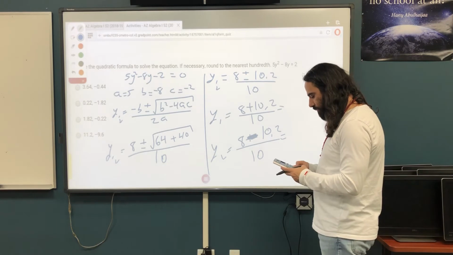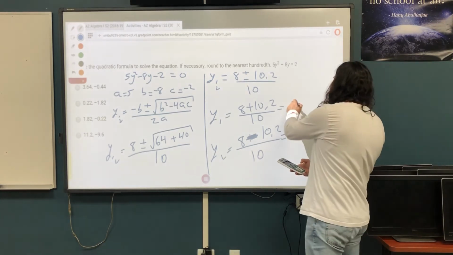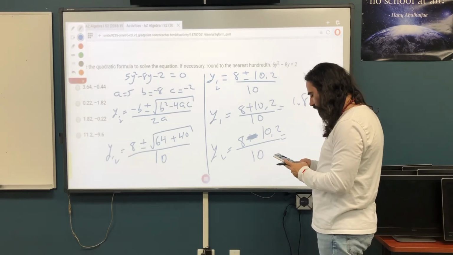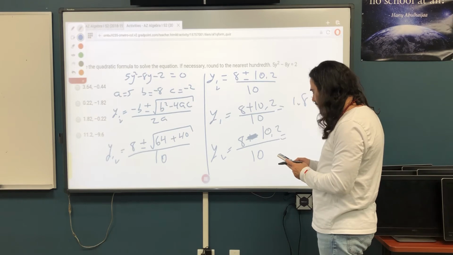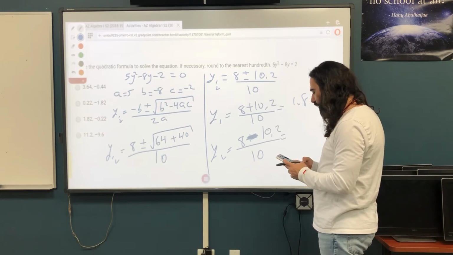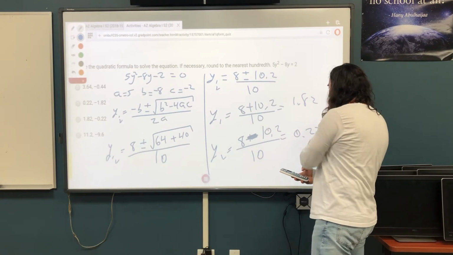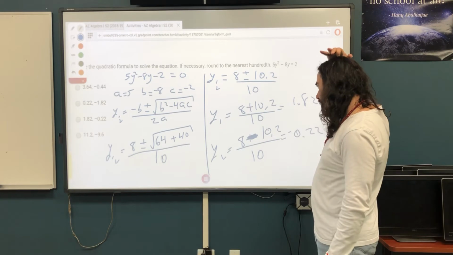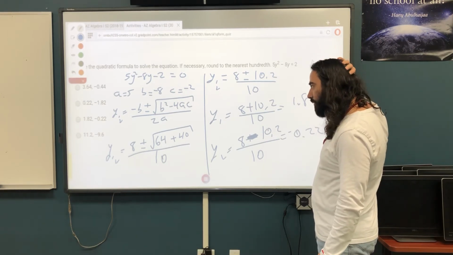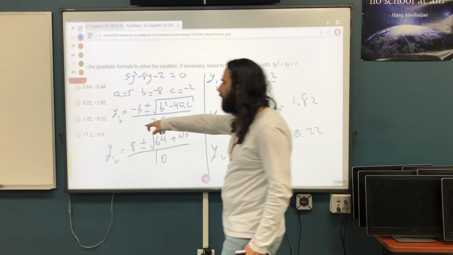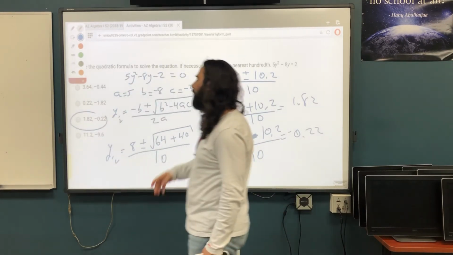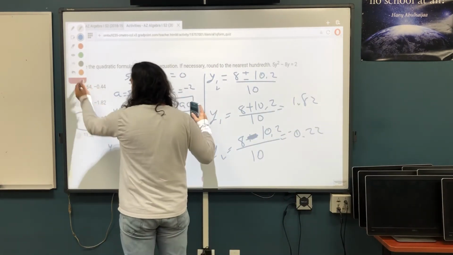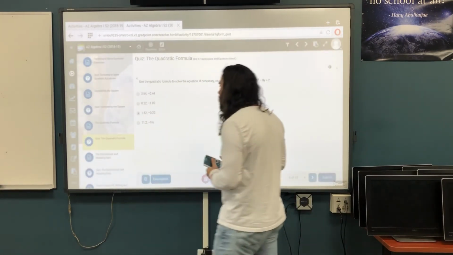So 18.2 divided by 10 is 1.82, and 2.2 divided by 10 is 0.22. And of course this one is going to be negative. And that's it. Do we have a question? Negative 0.22 and 1.82. As you can see, the third one is the answer. Okay, that is it. So as you see, the most important thing is for you to find a, b, and c, and this will be your answer.